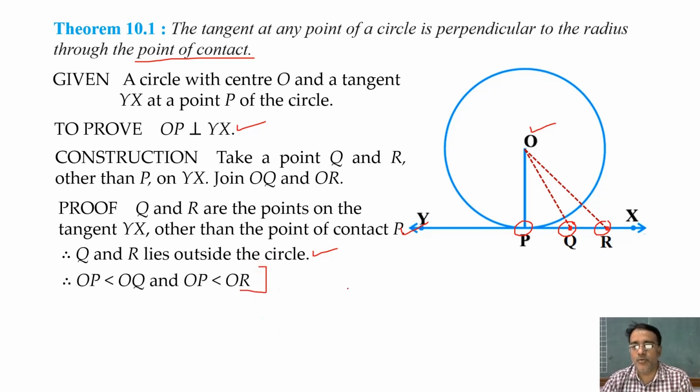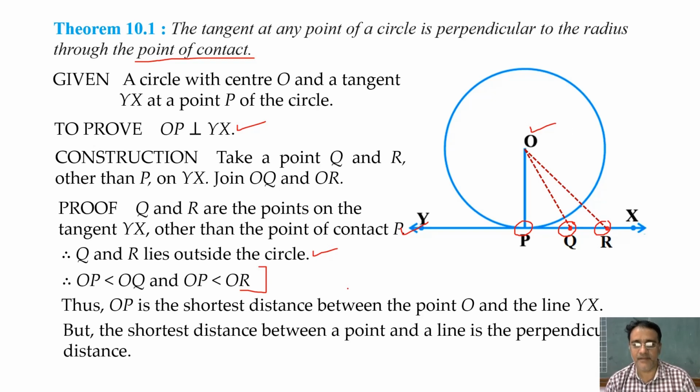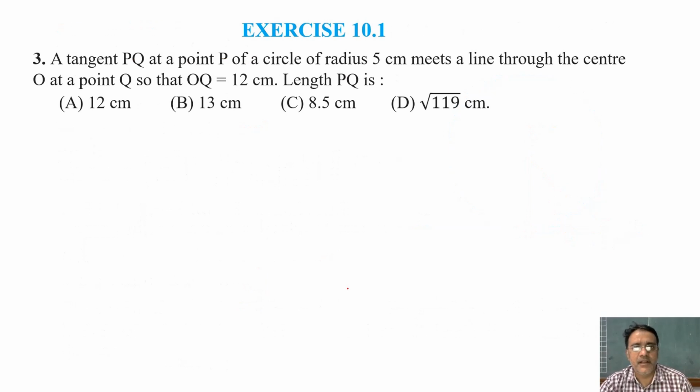So that means OP is the shortest distance drawn from O to the line YX, and we know that the perpendicular is the shortest distance from point O to the given line. Okay, so therefore OP is perpendicular to YX. Any doubt in this theorem? No, sir. Okay, now based on this only one question I am going to do from exercise 10.1.